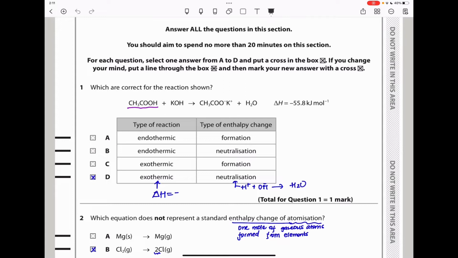The type of reaction is a neutralization reaction. The reason for that is the hydrogen from here and the OH from here interact to form water. Since 1 mole of water is formed, and there is a carboxylic salt formed. Remember, when metal hydroxides react with acids, we form a salt and water, and this reaction is going to be neutralization. So the type of enthalpy change is neutralization, and the forward reaction is going to be exothermic. So the correct answer should be D for question 1.